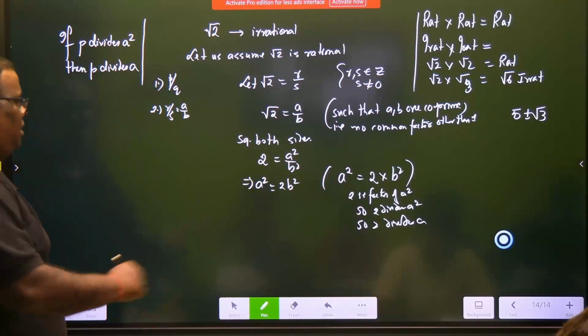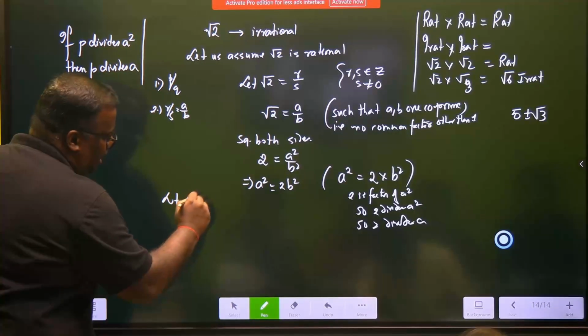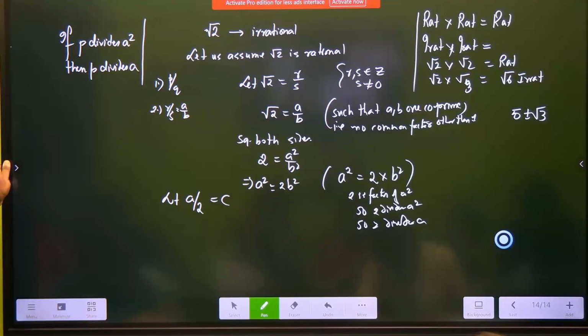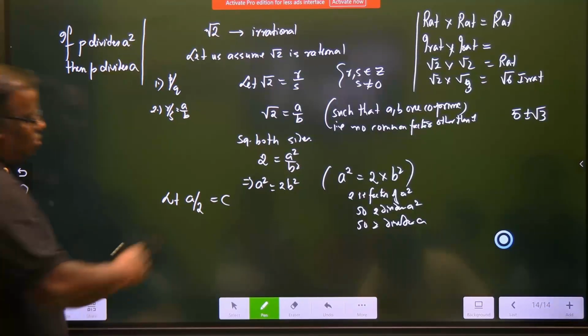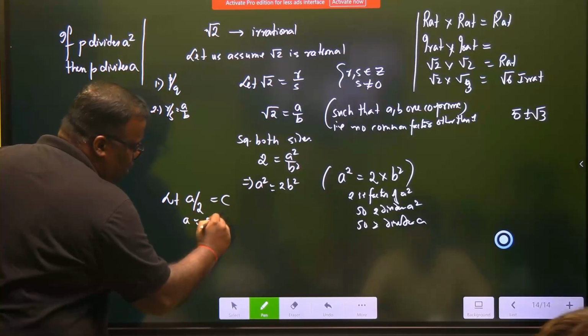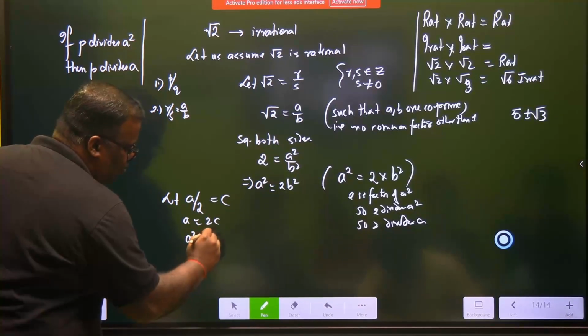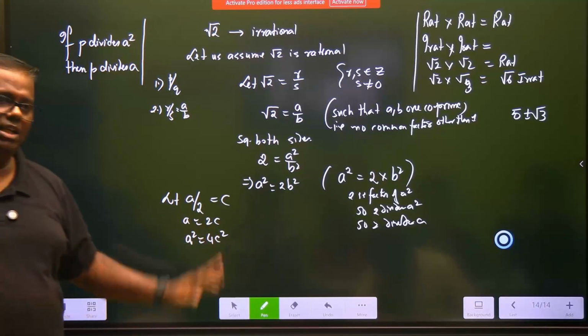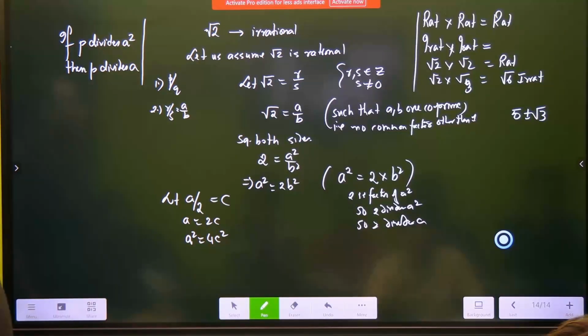So we say, let a divided by 2 be some number which is c. a is divisible by 2. So a is equal to what, beta? 2c. So what is a square equal to? 4c square. कितना लिख सकते हैं? Correct?